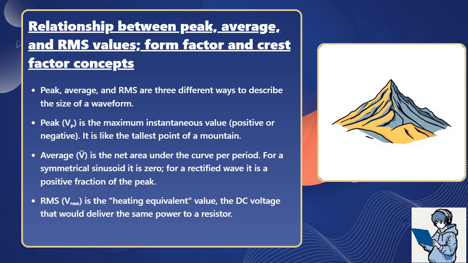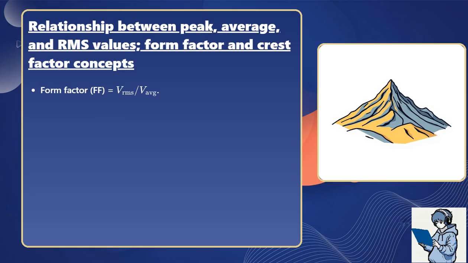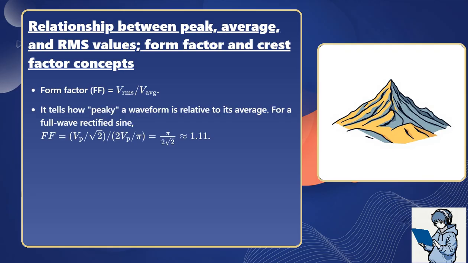RMS, V sub RMS, is the heating equivalent value, the DC voltage that would deliver the same power to a resistor. Two useful ratios are form factor, FF, equals V sub RMS divided by V bar. It tells how peaky a waveform is relative to its average.